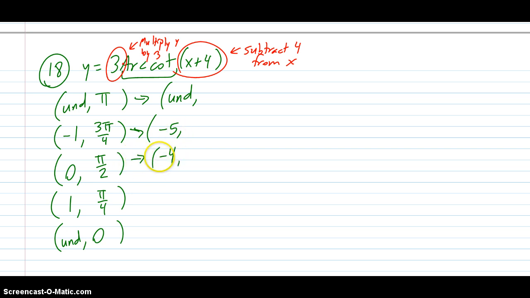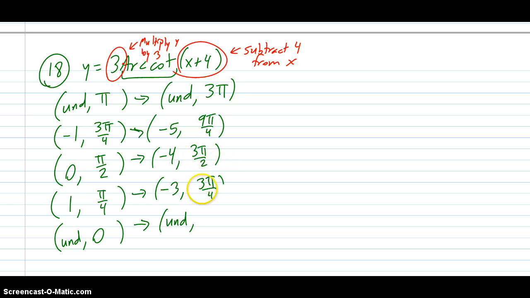0 minus 4 is -4, and you might be able to pick up a pattern here. Once again, undefined minus 4 is still undefined, still a horizontal asymptote. Multiply all y's by 3, well that's not so bad. Pi times 3 is 3 pi. 3 pi over 4 times 3 is 9 pi over 4, or 2 1/4 pi if you'd rather. Pi over 2 times 3 is 3 pi over 2. Pi over 4 times 3 is 3 pi over 4, and 0 times 3 is still 0.